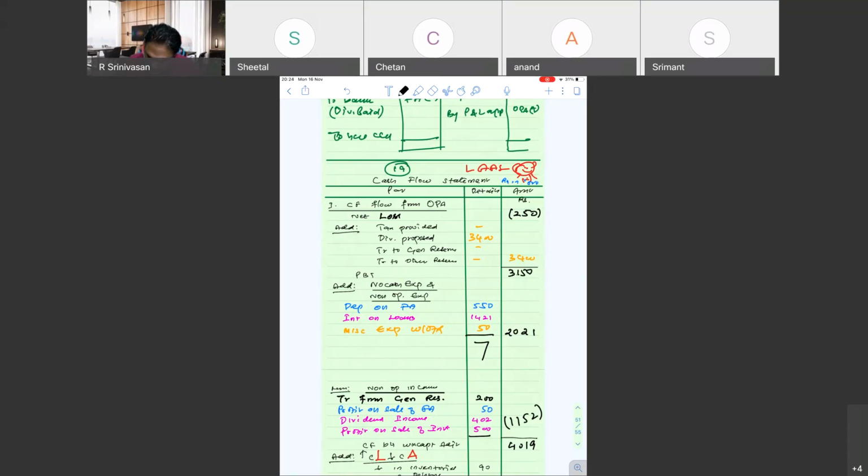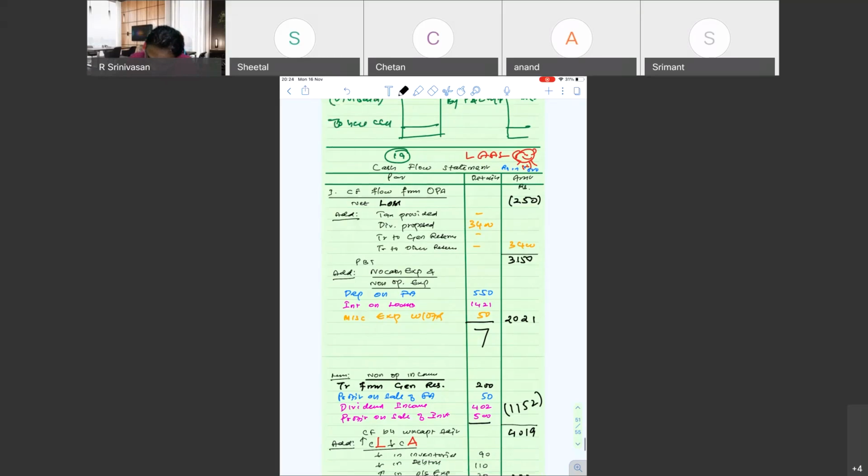Miscellaneous expenditure written off, yes, 50 is there. And next is profit on sale of fixed assets. We have subtracted. And profit on sale of investments 500. Yes, we have subtracted that also. Then 200, that is profit on sale of fixed assets. Dividend income 402, we are supposed to minus. Yes, it is minus. And everything is done.